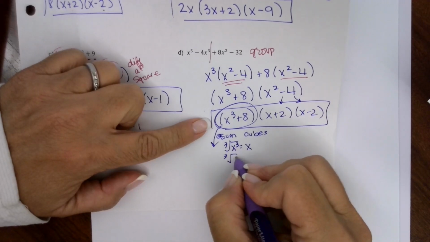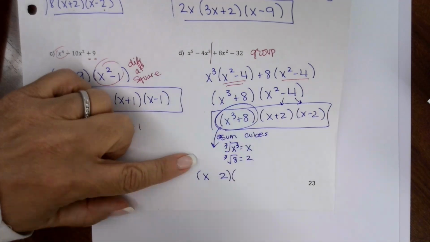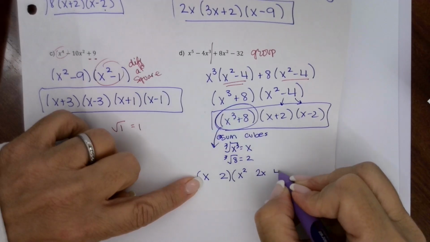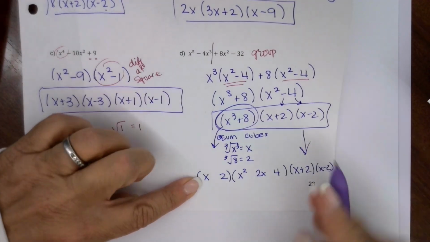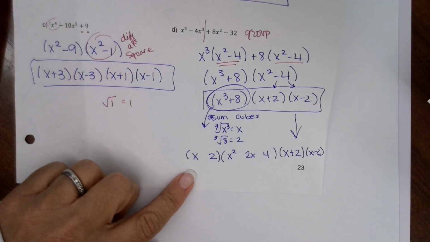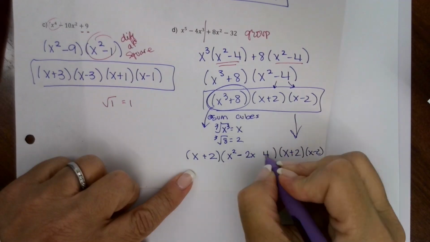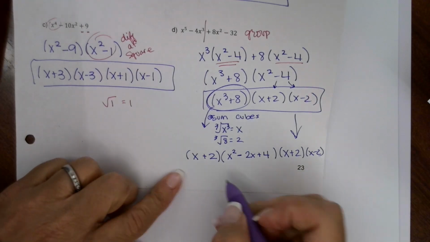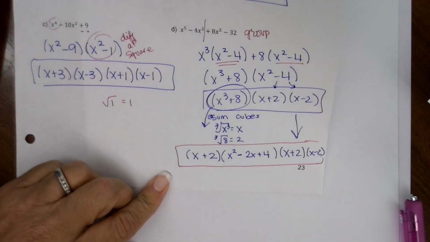and the cube root of 8 is 2. So I have x and 2, and then with this next term, I have x squared, I have 2x, I have 4, and then I have x plus 2, x minus 2. So these two come down here, okay? So now what I have to do is my same, opposite, always positive. So same, opposite, always positive, okay? So what this gives me then is this is my final answer, not the one that I had circled up above, okay?